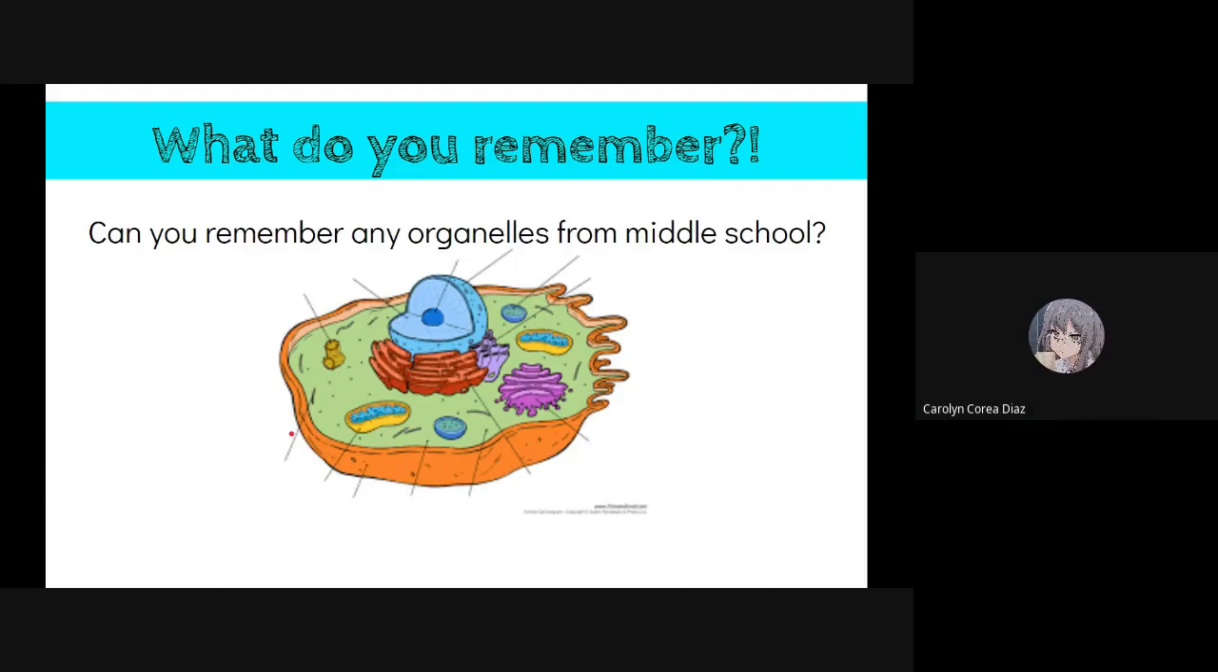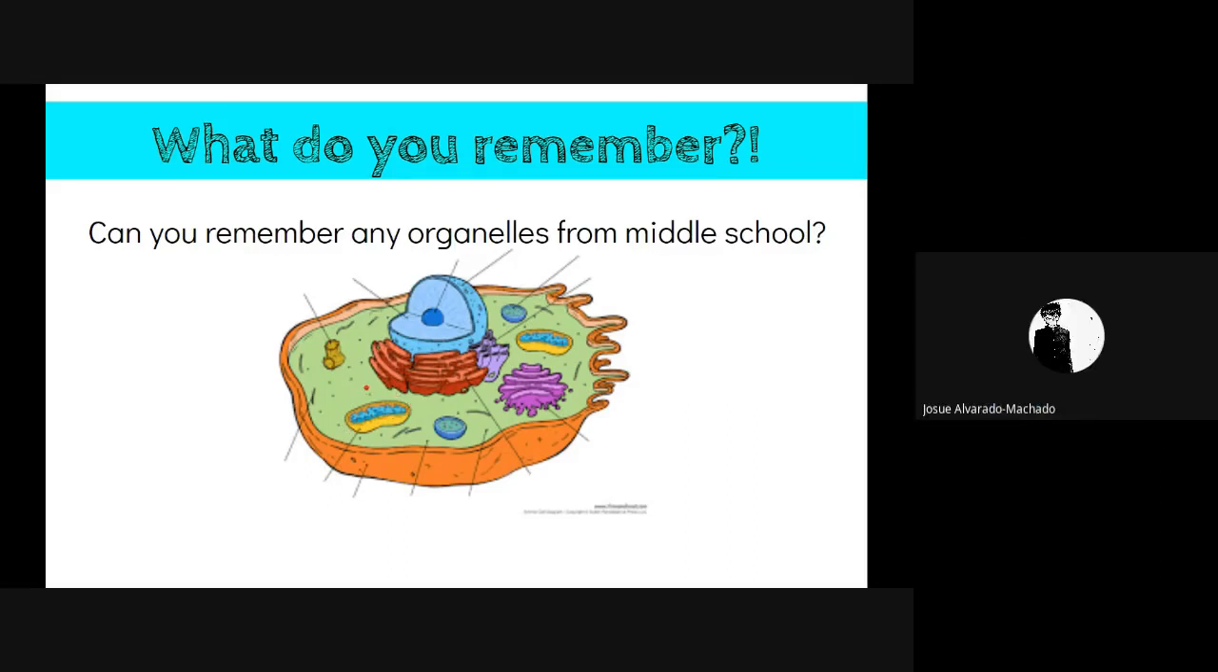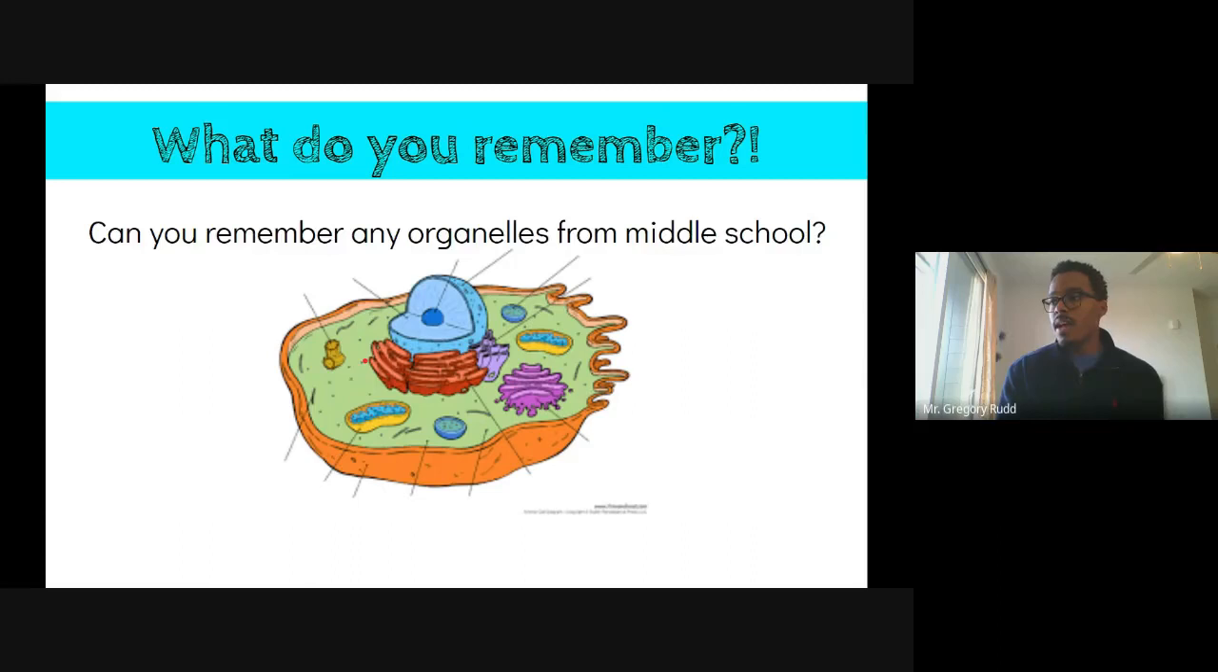The cytoplasm. The cytoplasm. I couldn't tell who said that. It was either Carolyn or Janelle. What did you say, Josue? Ribosomes. Ribosomes, yeah. Ribosomes look like these tiny black dots that are kind of strewn throughout the cell. Anything else?